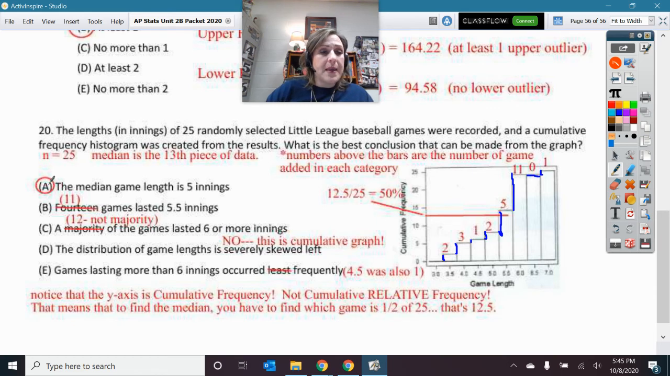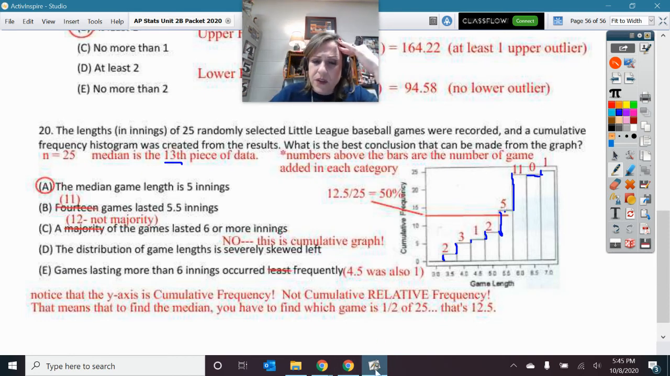Coming over here, the median game is 5 innings. Well, you know what? The median is the 13th piece of data. So 1, 2, 3, 4, 5, 6, 7, 8, 9, 10, 11, 12, 13. That puts the 13th game right here. That is what? So is it 5.5?